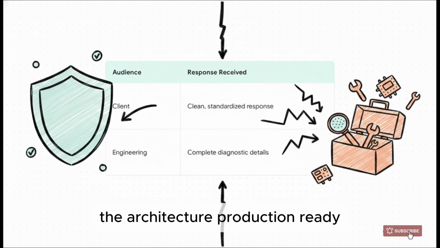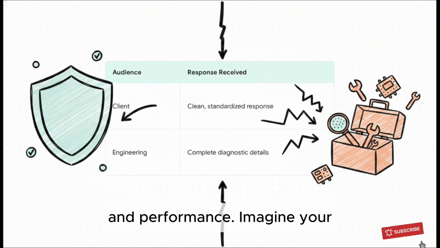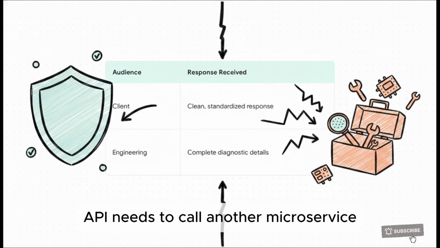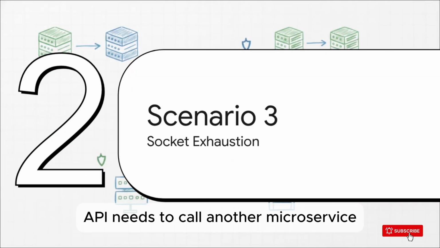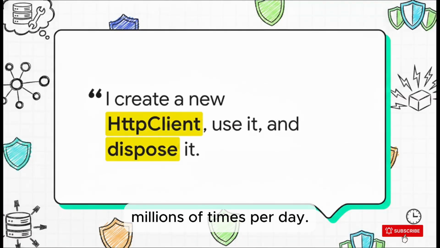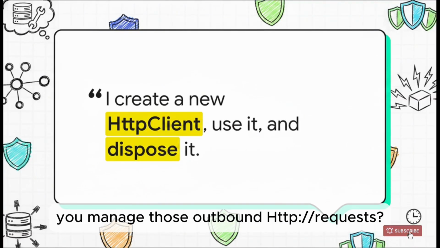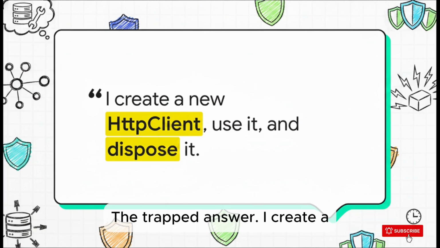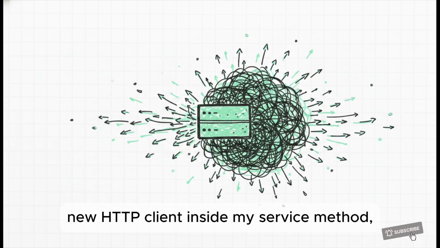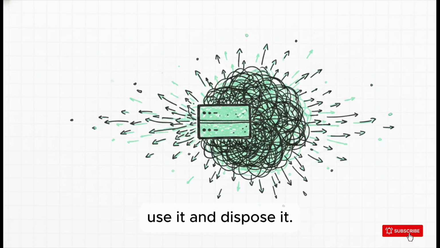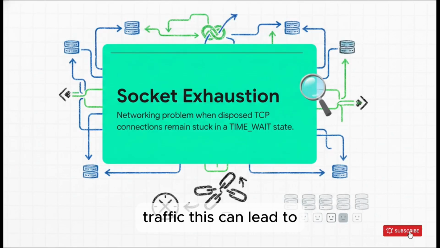Scenario number 3. Outbound HTTP calls and performance. Imagine your API needs to call another microservice millions of times per day. The interviewer asks, how do you manage those outbound HTTP requests? The trap answer? I create a new HttpClient inside my service method, use it, and dispose it. Sounds clean, but under heavy traffic, this can lead to socket exhaustion.